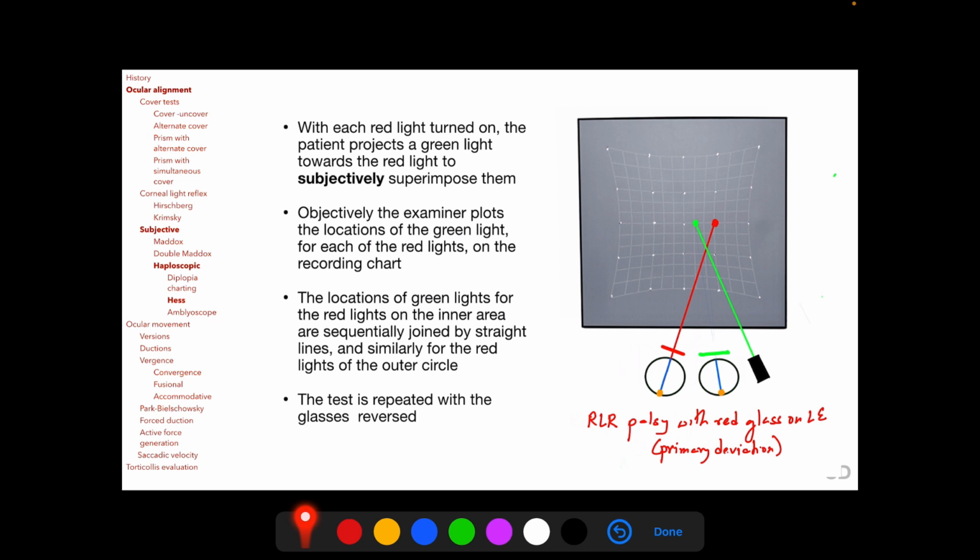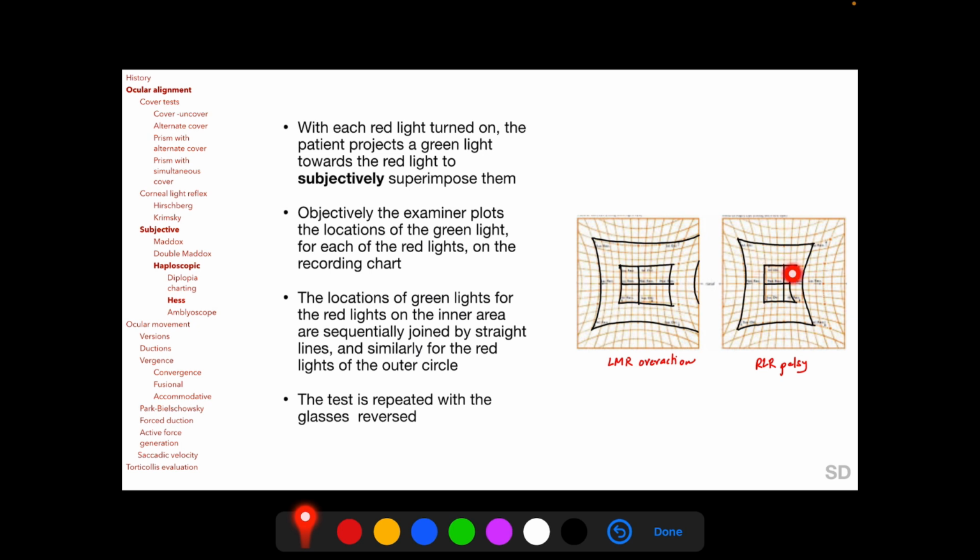This is because in normal retinal correspondence, the directional value of the fovea of the eye with the green glass is the same as the directional value of the fovea of the eye with the red glass. And so only then the patient will perceive that the two lights are superimposed. So in a patient with misaligned visual axis, when the patient attempts to superimpose the two lights, the observer sees that the two lights are separated, and the examiner plots the locations of the green light for each of the red lights on the recording chart for the eye with the green glass.